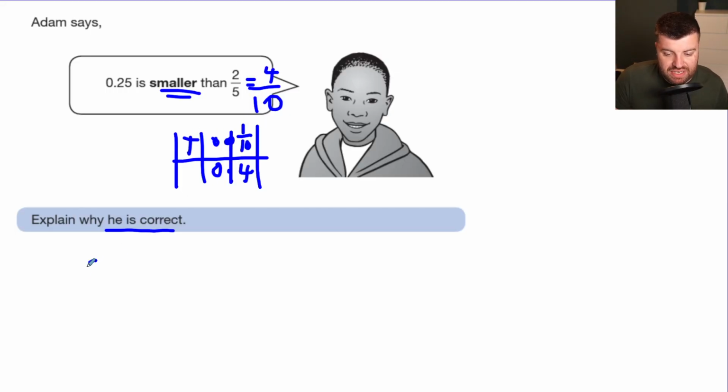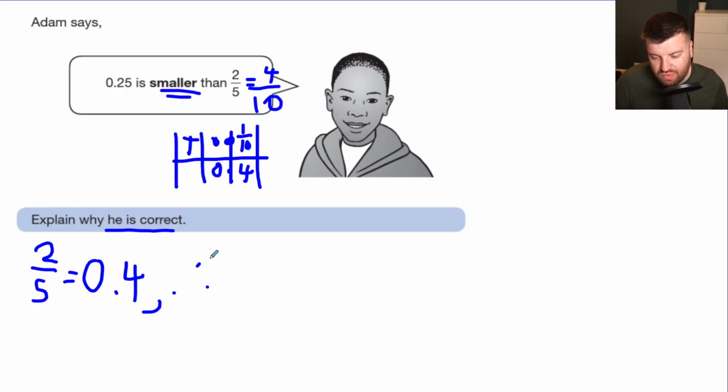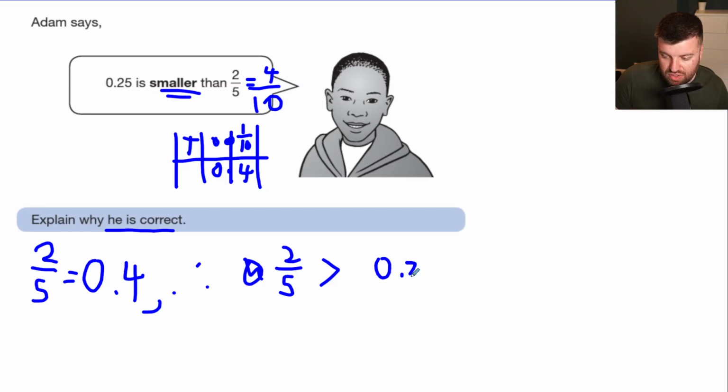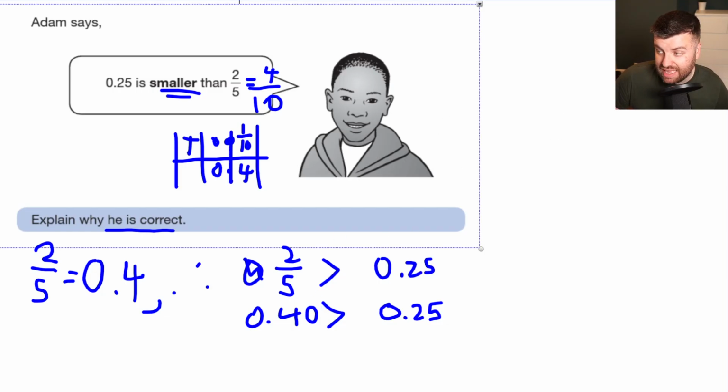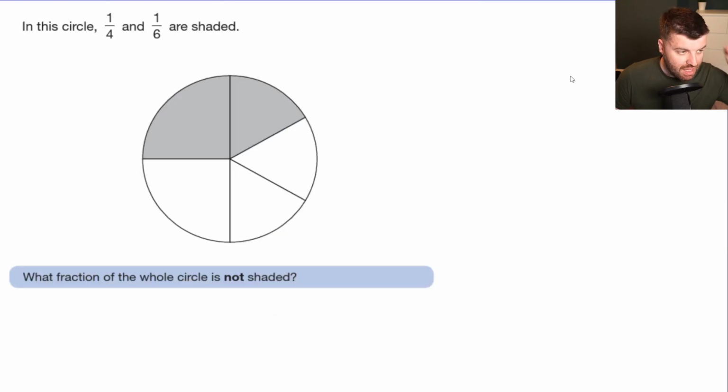So explain why he's correct. You'd have to explain in words. Again, you would write this as a sentence that 2/5 is equivalent to 0.4. And therefore, those 3 dots mean therefore. You'd write it in words, of course. Therefore, 0.4, or we could actually go back to the original, 2/5 is greater than 0.25 because 0.4 is greater than 0.25. And again, you might be thinking, wait, 4 is not bigger than 25. No, but look, put a placeholder in. 0.40, very clear now that it's bigger. But you just have to explain that in words, okay? Simple as that.